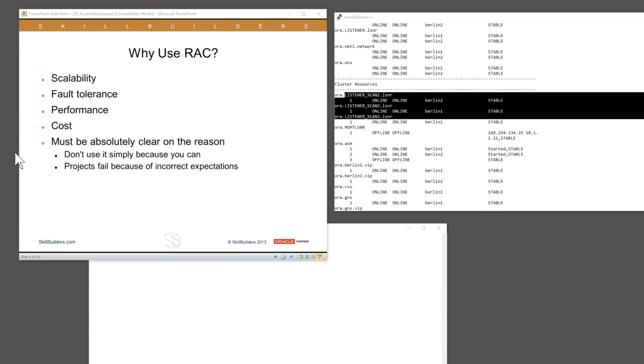Now, the problem we have here is that if a customer comes up to me and says, should I convert my database to RAC? I will say, yes, of course you should. Well, your next question should be why, and my answer is because I enjoy it. Well, that isn't good enough. You need to be absolutely clear on your business reasons for using RAC.